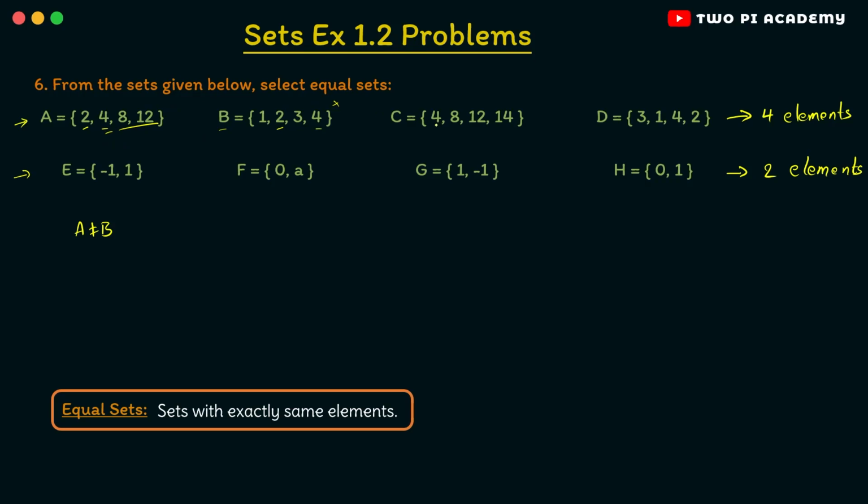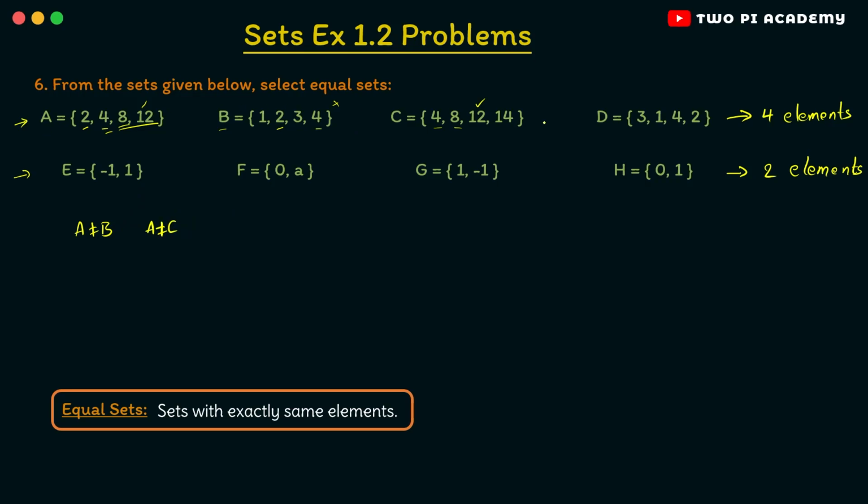So A has 4, C also has 4, A has 8, C also has 8, and A has 12, and C also has 12. But here it is broken at 14. There is no 14 in A, and clearly 2 is also not in C. So therefore you can say A is not equal to C.